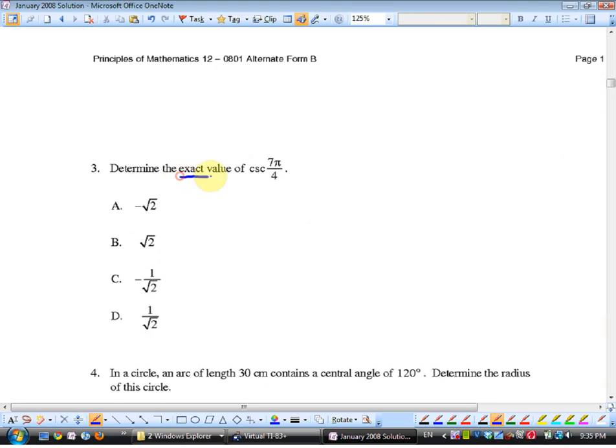Determine the exact value of cosecant of 7 pi by 4. Exact value is one of our trigger phrases. That means special triangles. Here they told me the angle, so I'll do a quick sketch. There's 4 pi by 4, 6 pi by 4, 7 pi by 4, right there. And if I use the CAST rule, I can already tell cosecant goes with sine. Sine is negative, so cosecant will be negative in this quadrant. That means those two answers are wrong. My reference angle is pi by 4, because all the way around is 2 pi, or 8 pi by 4.